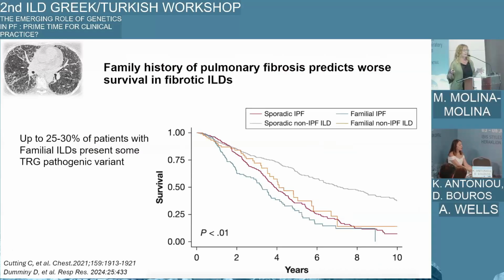But anyway, not all of our ILD units have the possibility of performing genetics, but we can ask the patients, the subjects, if they have some familial aggregation, the family history. Only with this detail, we can identify those patients with higher probability of progressing in terms of short-term survival in IPF and also long-term in case of non-IPF fibrotic ILDs.